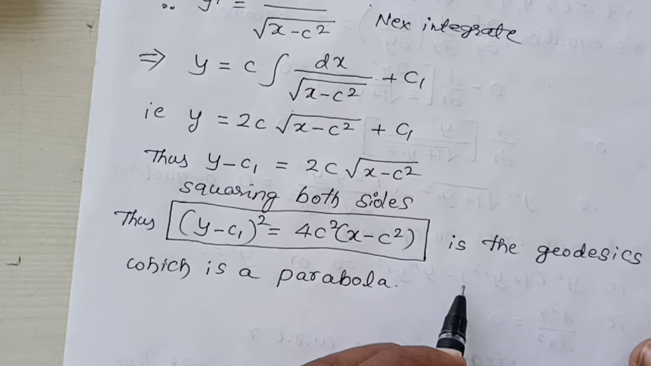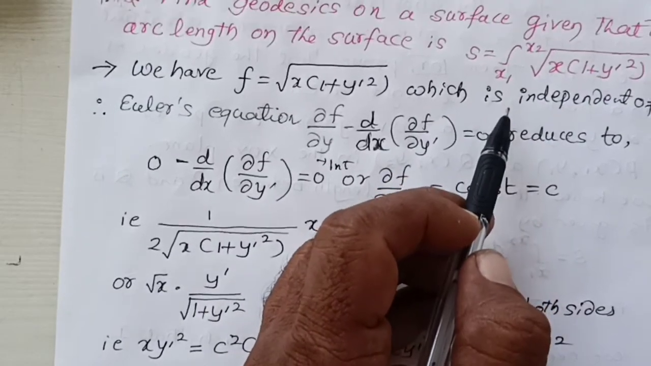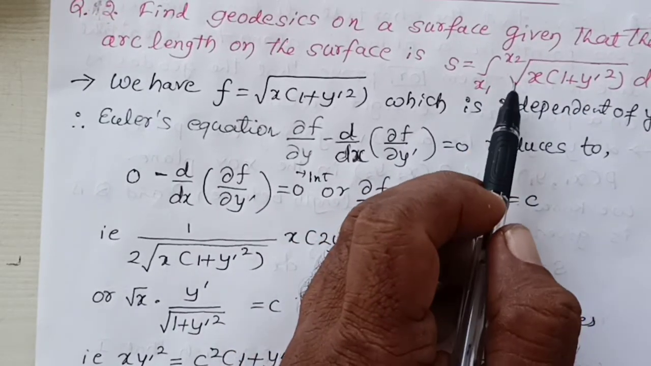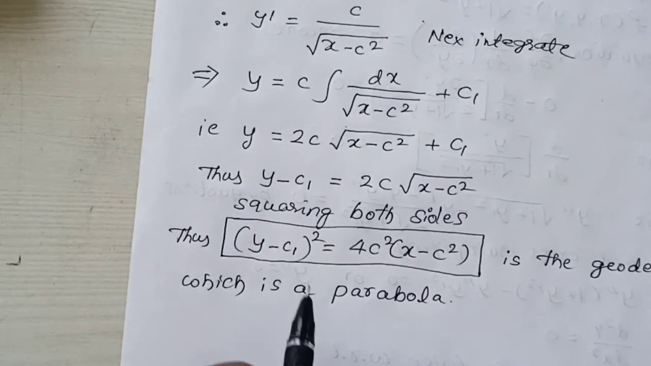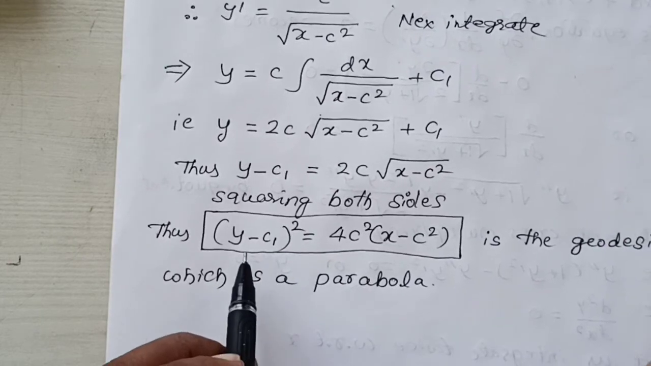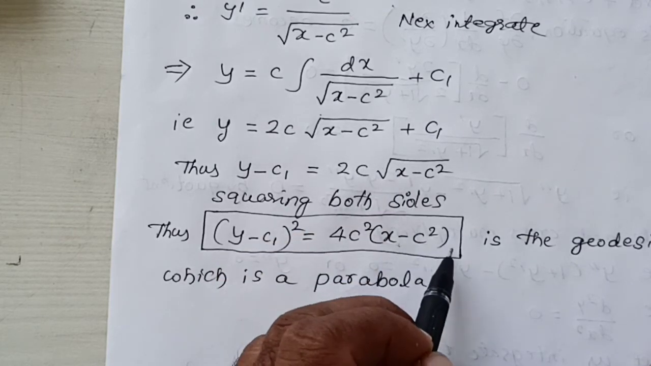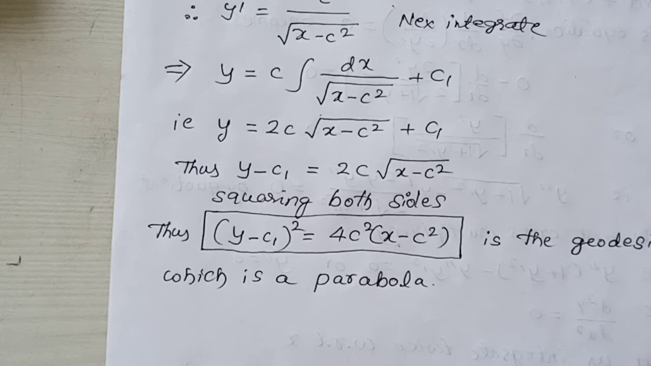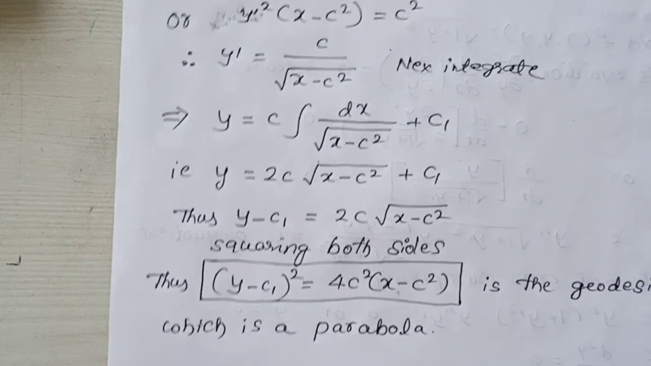So what they ask is to find the geodesics on a surface given that the arc length is the integral from x1 to x2 of the square root of x into 1 plus y dash square, dx. A very simple problem, so we have to solve it like this. The final answer is y minus c1 the whole square equals 4c square into x minus c square, which is the geodesic. You may write that it is a parabola, otherwise you can stop here, no problem. Thank you.